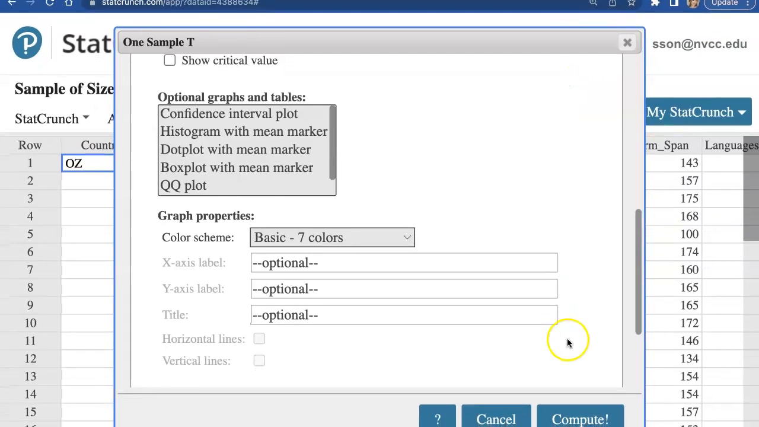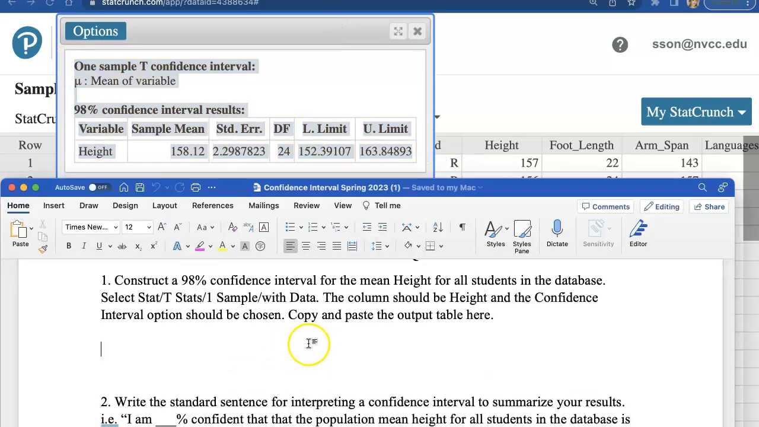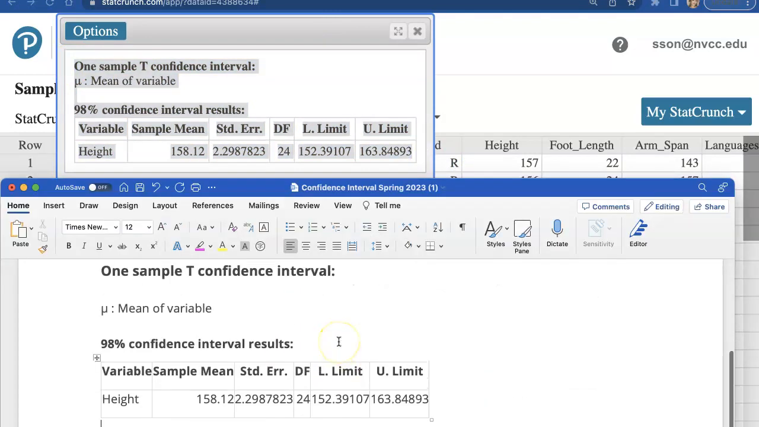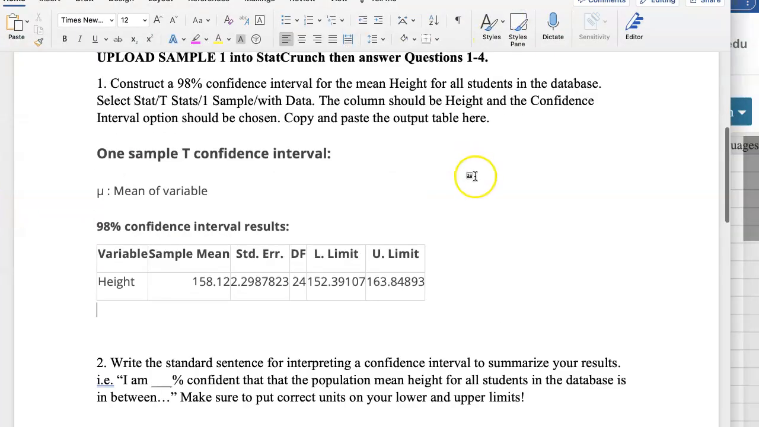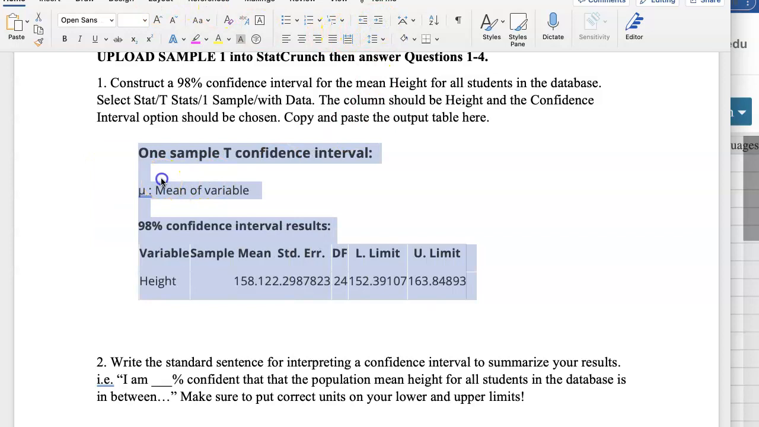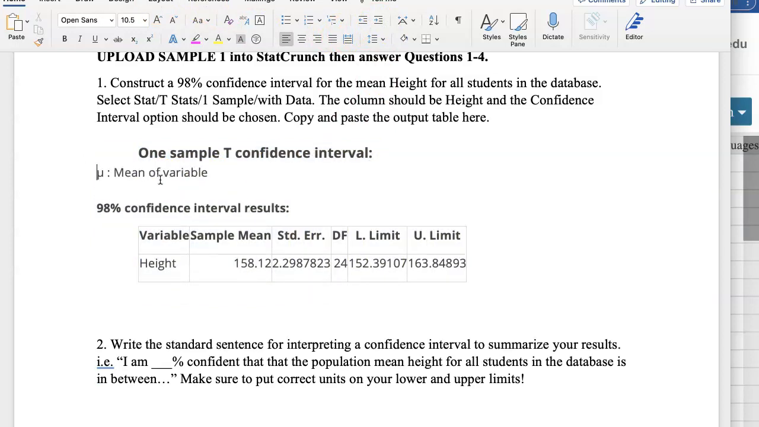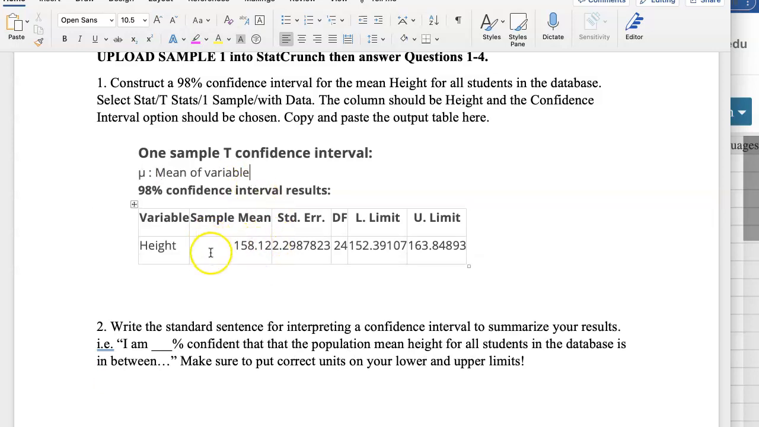That's all you have to do. Ta-da! Now copy this table so that we can interpret this. Alright, so we got the confidence interval for the population average height. We're trying to estimate the average height of all students in the population.